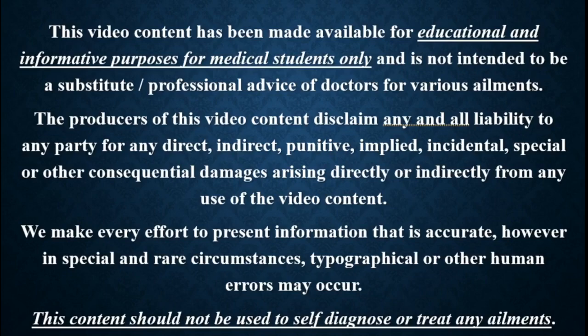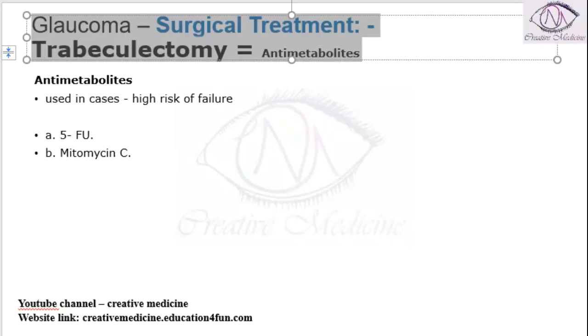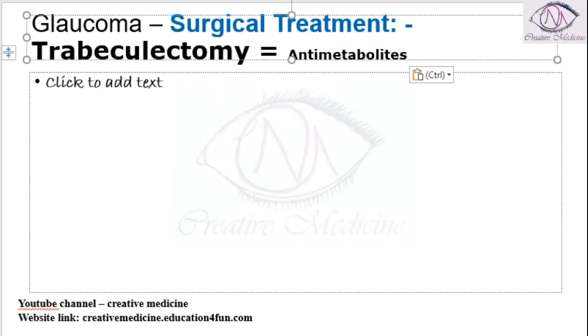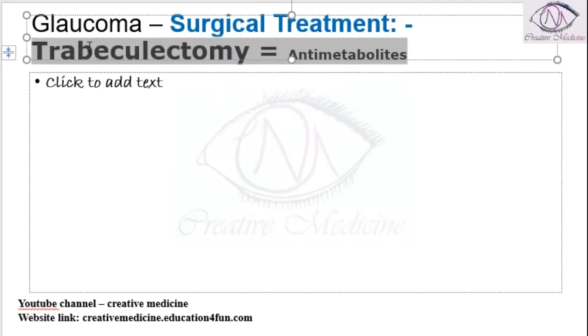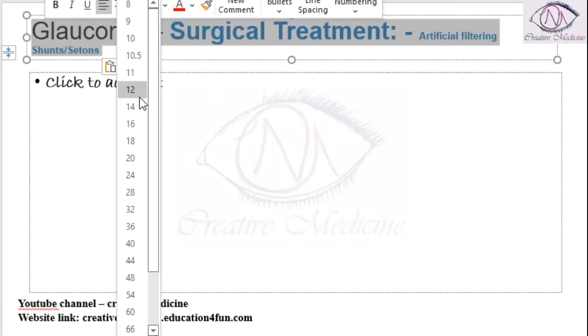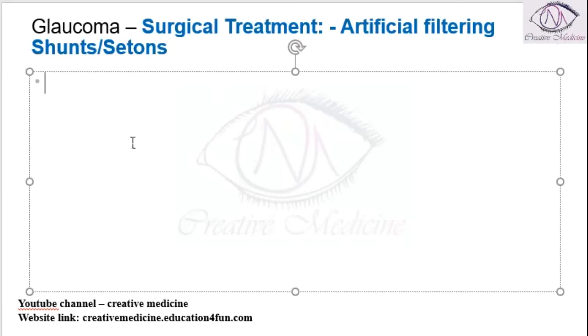In this lecture, we will learn about... Next, in the surgical therapy we have to do in glaucoma, there are some artificial filtering shunts or setons that can also be put. What are these? When do you use these artificial filtering shunts or setons?